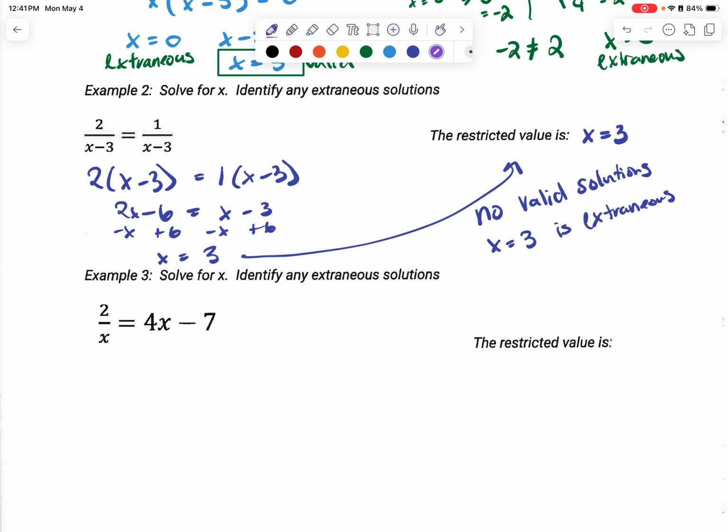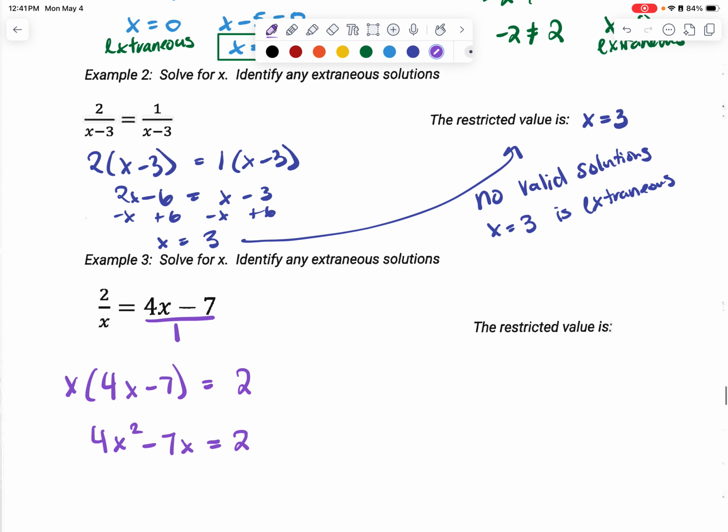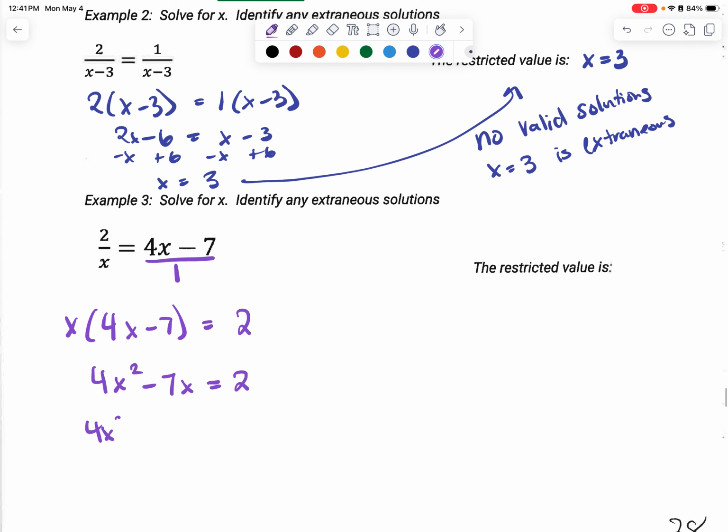Last but not least, I'm going to make the right side of this equation a fraction by putting it over 1. I have x times 4x minus 7 and 2 times 1. That is 4x squared minus 7x equals 2. And finally, since that's a quadratic, let's get it equal to 0 and think about factoring or using any of our other methods to solve, right?